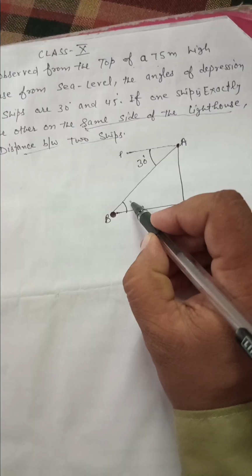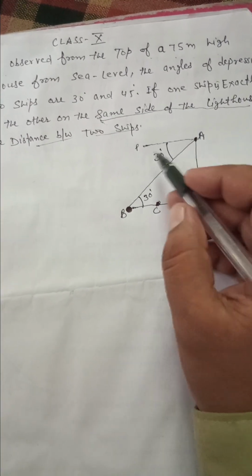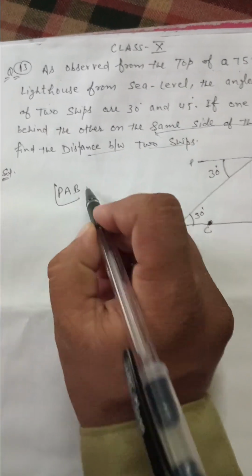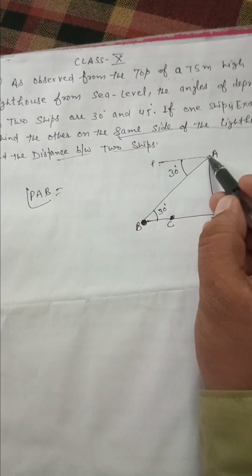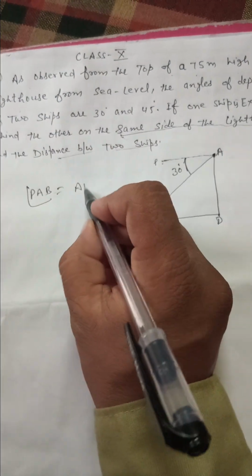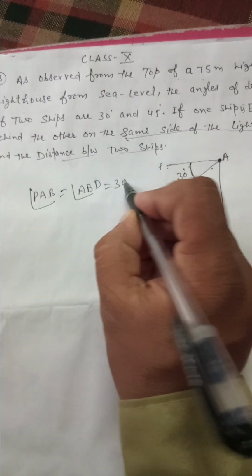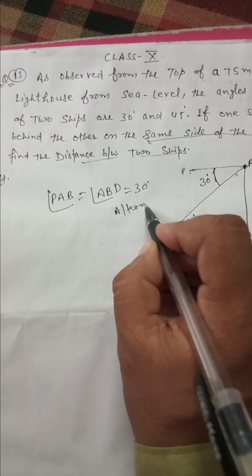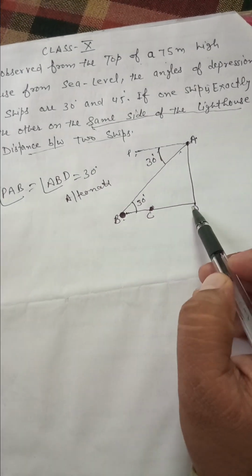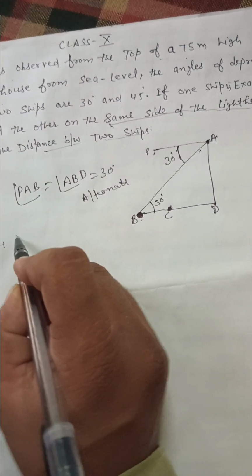Here the depression angle is 30 degrees, and we know that it will be the elevation angle; by taking alternate angles, angle PAB is equal to angle ABD. Angle ABD equals 30 degrees because of alternate angles, because PA and BD are parallel and AB is a transversal line.